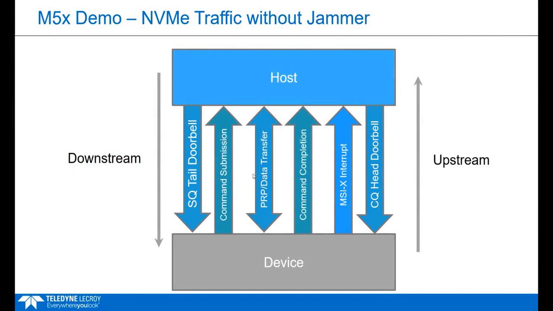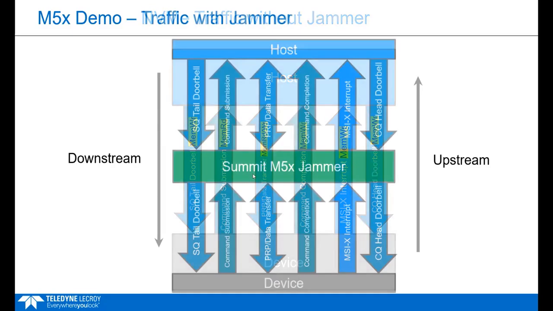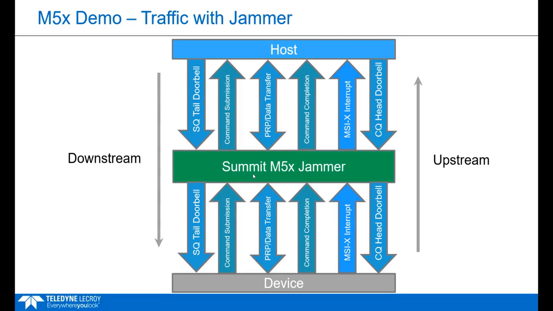If you look at it in a similar diagram to what we had before, basically you're going to have PCI Express memory reads and writes for all these components of the NVMe command. So for example, the submission queue tail doorbell is a PCI Express memory write. The command submission is a PCI Express memory read. So if we put the jammer in the middle, it's going to look a bit like this.